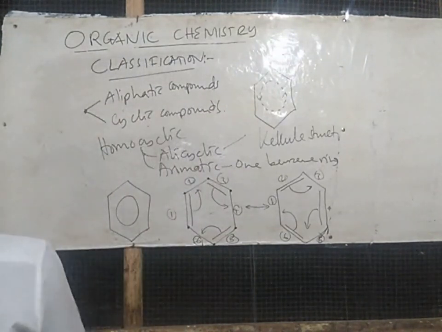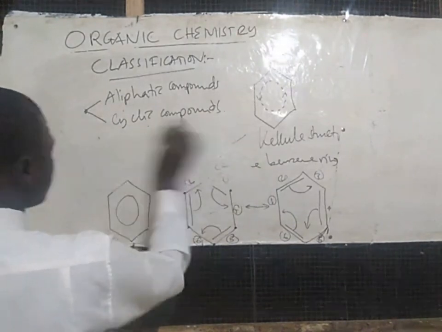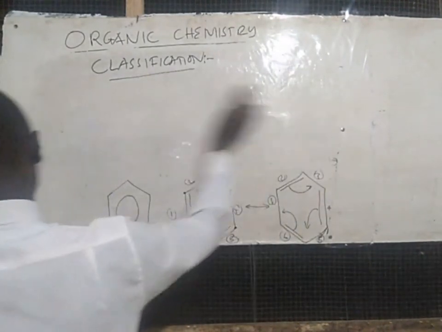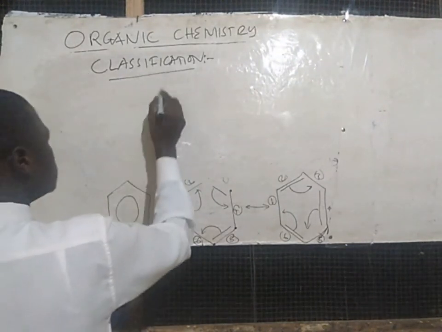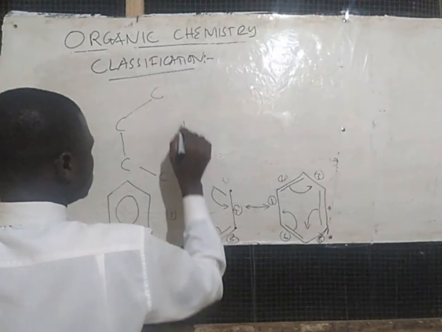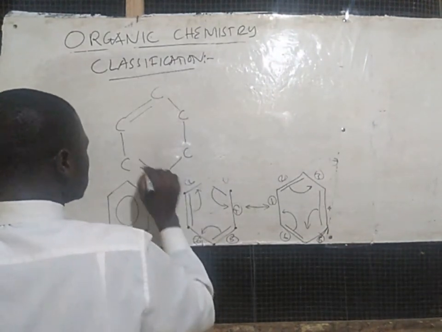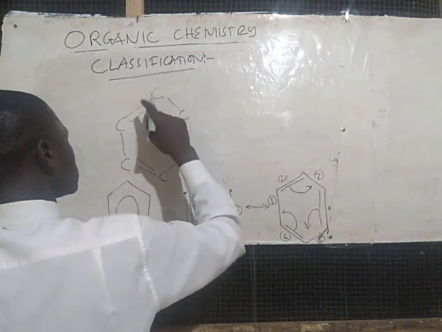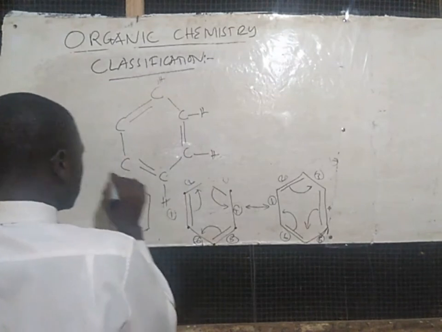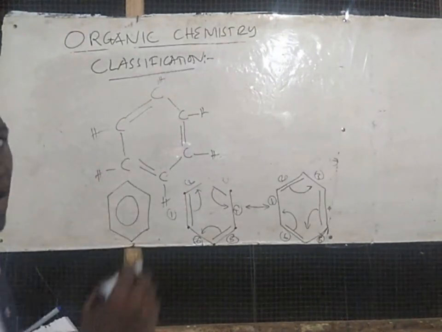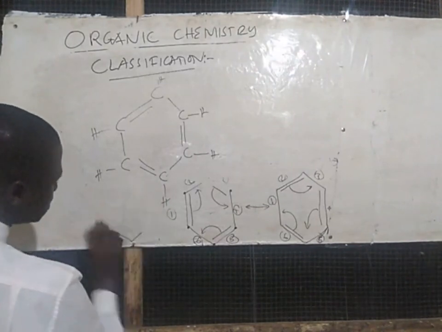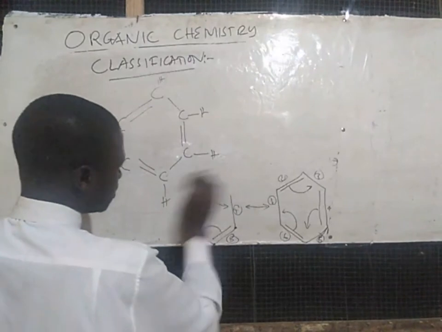So, actual benzene, when we are talking about aromatic compounds, they must contain benzene. Benzene is carbon and double bond. So if this has three bonds, so up to one hydrogen. If you look at every carbon, you will find it has four bonds. So this is the structure of benzene.